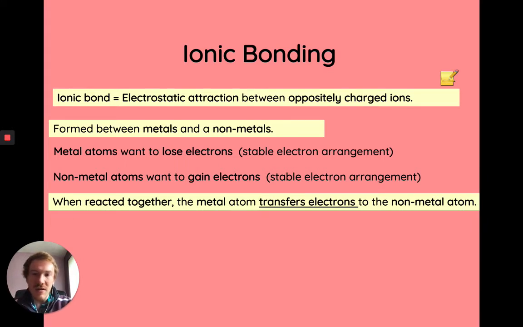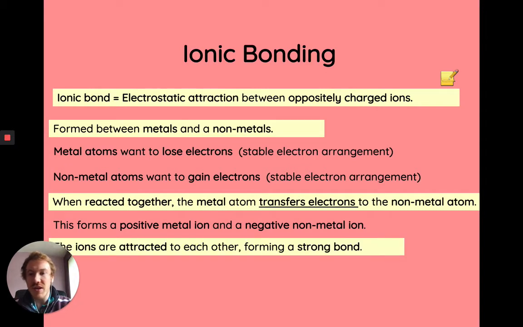When reacted together, the metal atom transfers electrons to the non-metal atom. So the metal is going to give away its electrons, achieve a stable electron arrangement, and the non-metal is going to collect those electrons in and form a stable electron arrangement of its own by completing the shells. This means that the metal has formed a positive ion and the non-metal has formed a negative ion. And it's the attraction between these 2 ions that has formed that strong ionic bond.